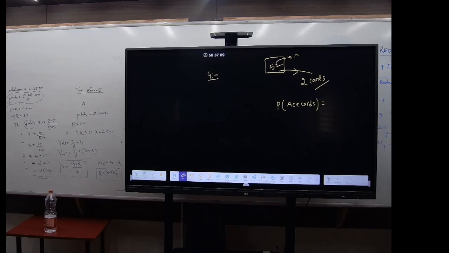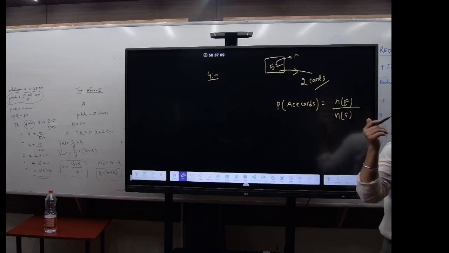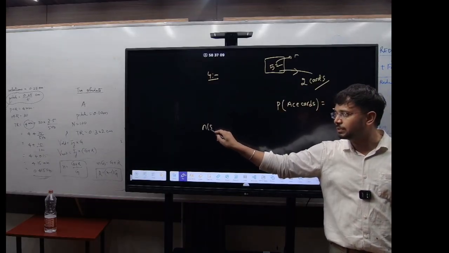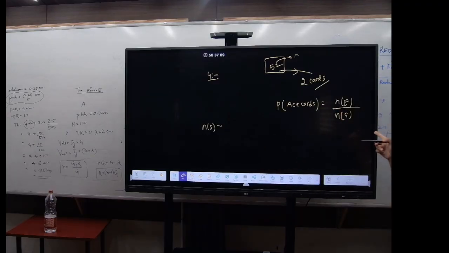The question is understood. I am drawing 2 cards. I want both cards to be ace cards, but it is not that if I draw I will get ace cards only. I can have all the possibilities. So we know that probability is favorable cases over sample space. First of all, you will think what is your work. Everyone focus. I have to draw 2 cards. So first I will figure out the sample space, because sample space is the first thing we need to know.